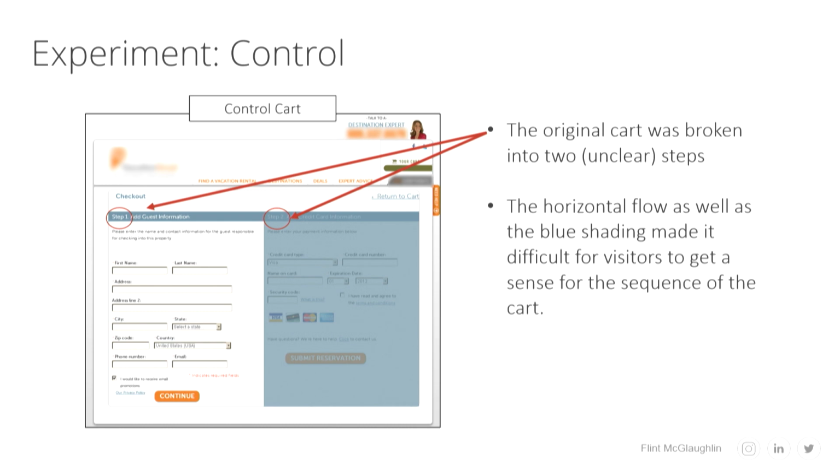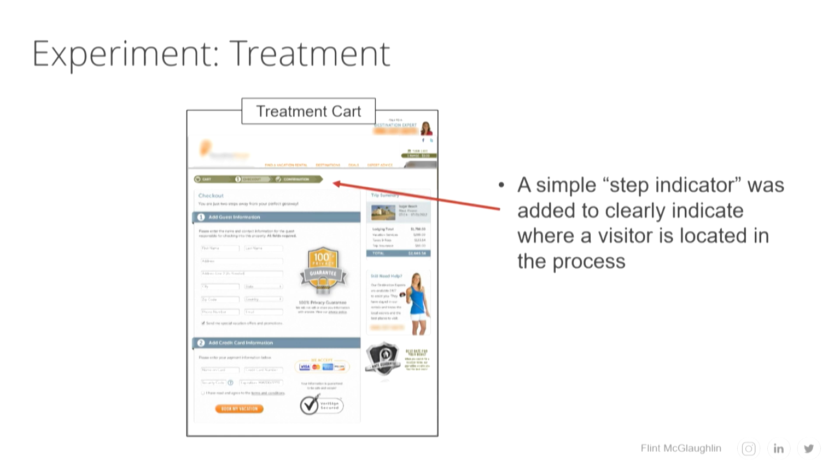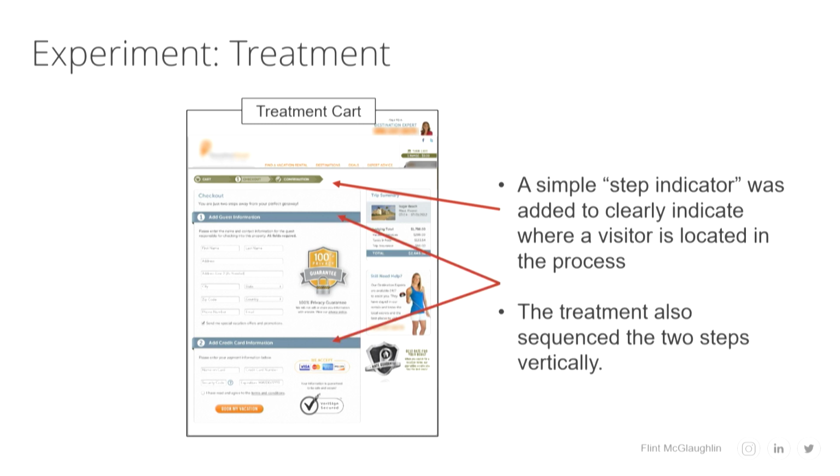It did not flow in the way the mind flows, and we can talk more about that later, but let's keep going. And then let's look at the treatment. Now here's the treatment. Same information arranged on the page in a vertical format. The simple step indicator is engaged, and the 2 steps of the treatment are laid out in a vertical flow that makes it easier, or at least we believed it would make it easier, for the mind to process the flow in the card. So now let's look at them side by side.